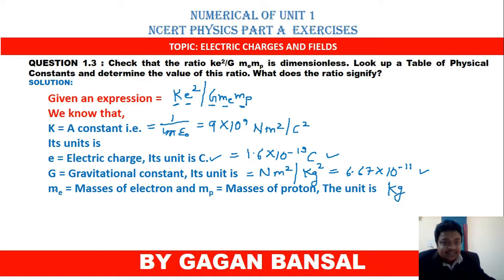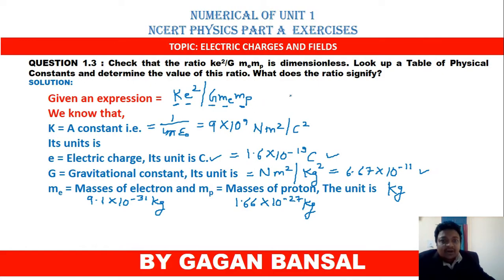Kg. Yes, now I will write the mass of electron also. How much is the mass of electron? It is 9.1 into 10 raised to the power minus 31 kg. Similarly, mass of one proton is equal to how much? I am just clarifying. 1.66, yes, into 10 raised to the power minus 27 kg. Okay, now I have written the units also, I have written the value of the constant also.